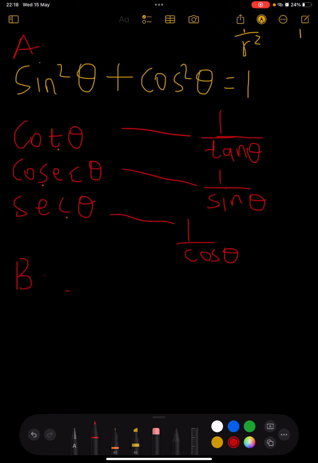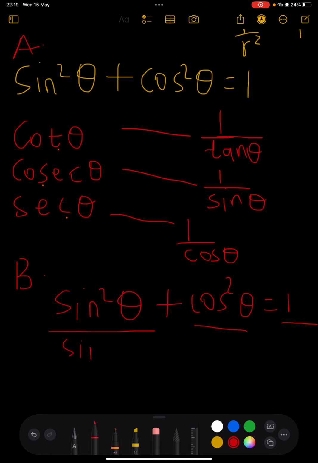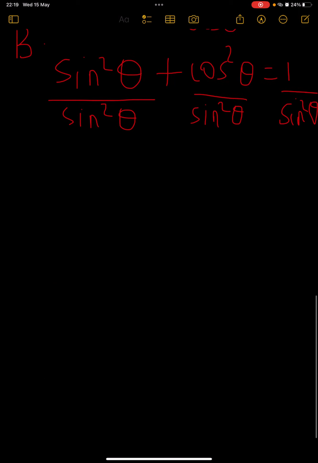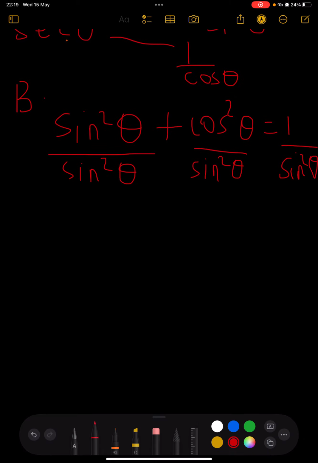So to prove B, we have sine squared theta plus cos squared theta equals 1, right? Awesome. And then let's divide everything by sine squared theta, né? So I'm going to divide everything by sine squared theta. Even here by sine squared theta. Even here by sine squared theta. Right. Now let's see what we get. Let's move this up. So this is what we get, ladies and gents. Remember, sine squared divided by sine squared will give you 1.